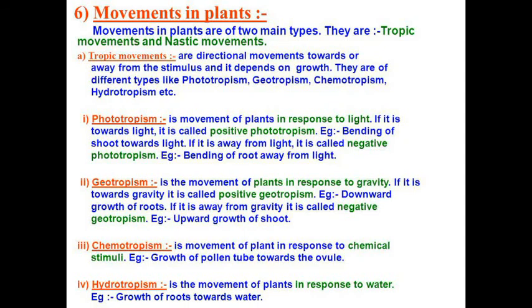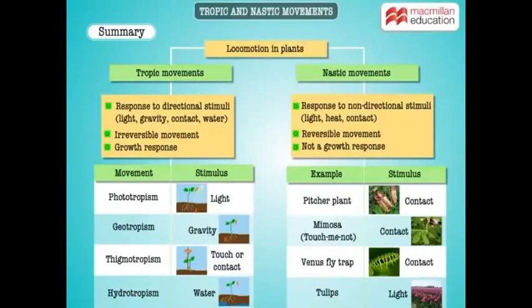Children, we can conclude today's class. We have studied about the movements in plants. There are two types of movements, nastic movement and tropic movement. We have studied some examples of these movements. So children, you need to prepare your own notes. While writing notes, include some diagrams which will explain the topic.